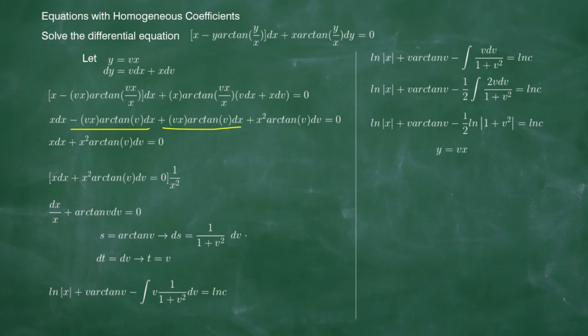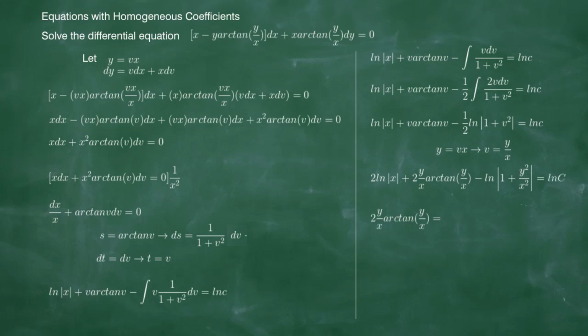From y equals vx, v equals y over x. So we'll substitute v equals y over x and multiply the whole equation by 2, and we get 2 ln x plus 2 times v, which is y over x, arctangent of v, that's y over x, minus ln of 1 plus v squared, which becomes y squared over x squared, equals ln of c.